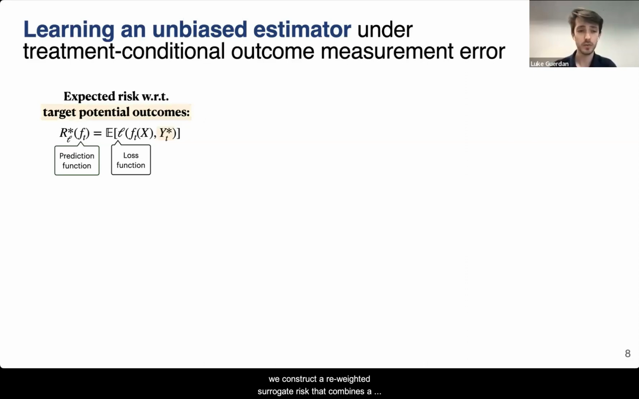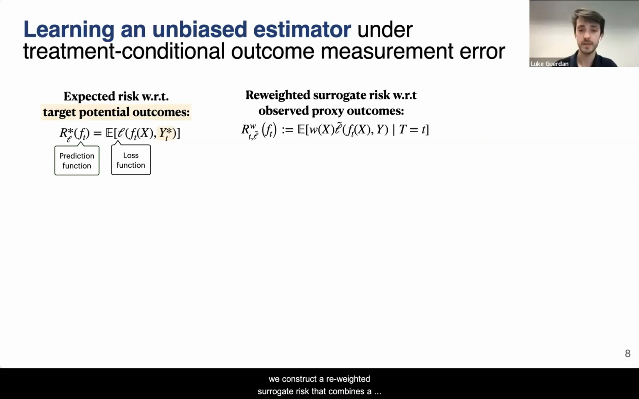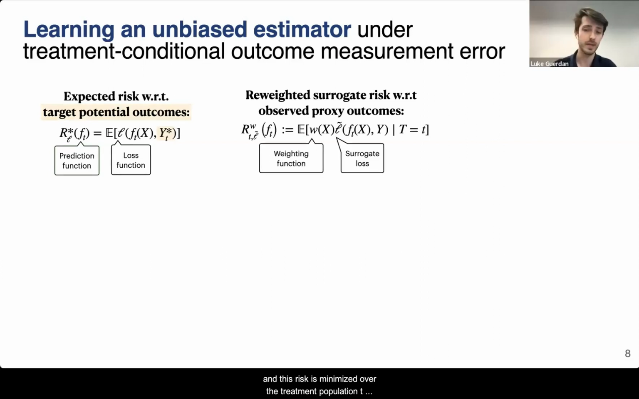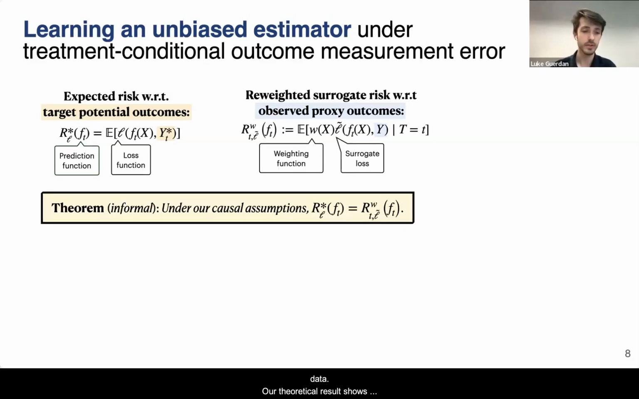Therefore, in our work, we construct a reweighted surrogate risk that combines a weighting function with a surrogate loss. And this risk is minimized over the treatment population T corresponding to the target outcome of interest. This risk can actually be minimized leveraging only the observed proxy outcomes available in observational data. Our theoretical result shows that the reweighted surrogate loss is equivalent to the risk with respect to target potential outcomes in expectation. We provide the specific loss weighting function and proof in our paper.